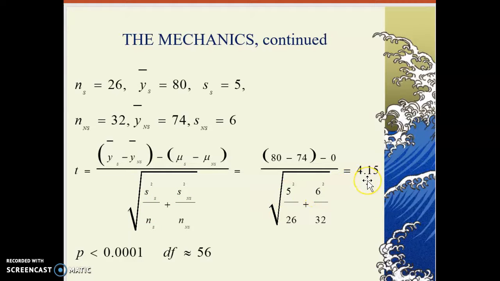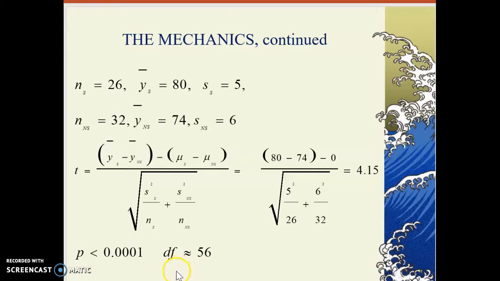So the t-score ends up being 4.15, cranking that out manually. Our p-value is less than 0.0001. And the degrees of freedom is 56. Now the degrees of freedom we have to get from our calculator. Well, there is that formula on page 607, but we're better off using our calculator for this.